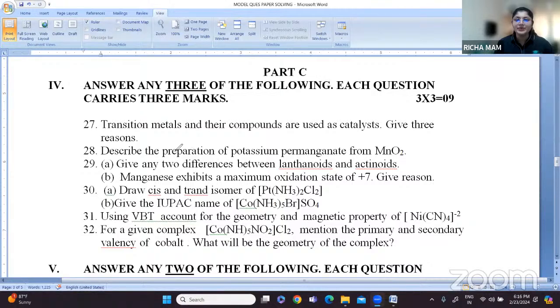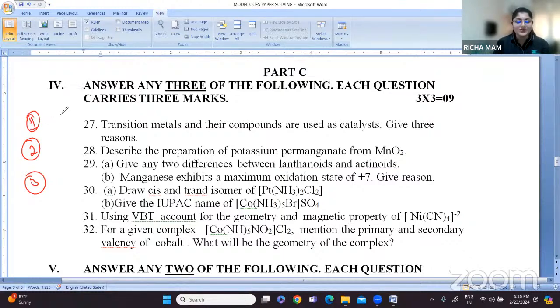So, describe the preparation of potassium permanganate from MnO2. Okay, we have seen this while discussing each chapter, in the d and f block elements. So, preparation of potassium permanganate.